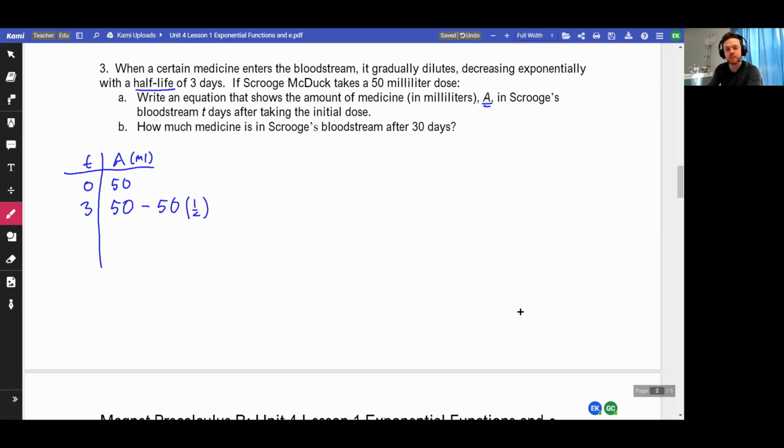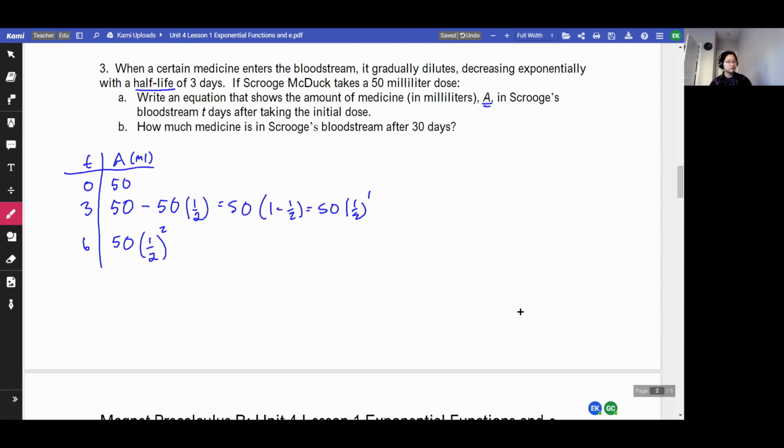Because we're decreasing, one could say depreciating. I wouldn't necessarily use that term in this scenario, but we can think about it like we did in number 2. We're subtracting, and then we do a little bit of factoring. We get 50 times 1 minus 1/2, which just happens to be 50 times 1/2. So for half-life, that base that we've been generating in these problems is going to be 1/2 to the 1. After 6 days, we're going to have 50 times 1/2 to the 2. After 9 days, 50 times 1/2 to the 3.